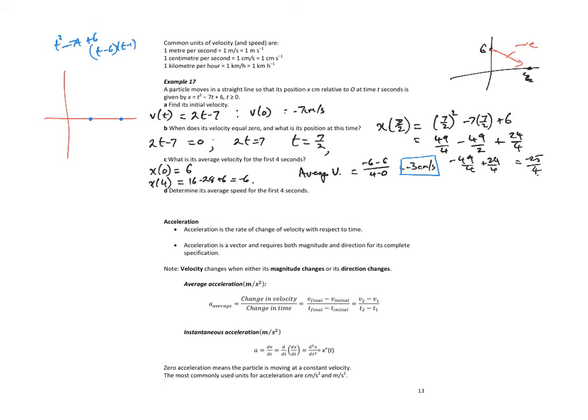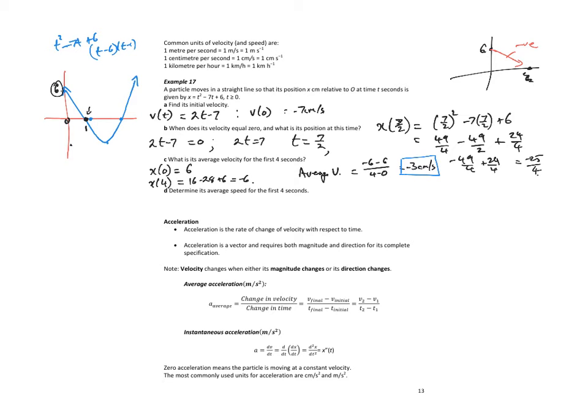My turning point was at 7 on 2, which is about there, and I started at 6. So the graph looks a bit like that. Now don't forget that this doesn't mean that my particle was travelling down a hill. What it means is that at 0 seconds, I was 6 centimetres in a positive direction. As it turns out, 1 second later, I've got back to the origin.